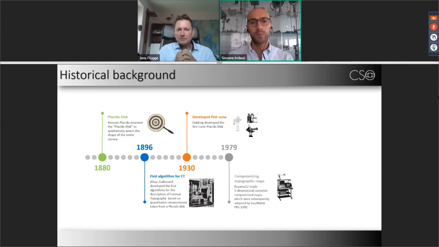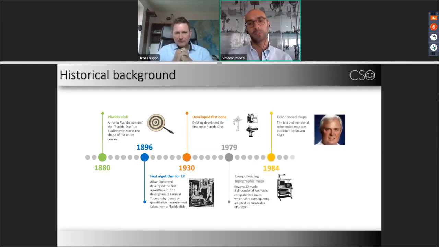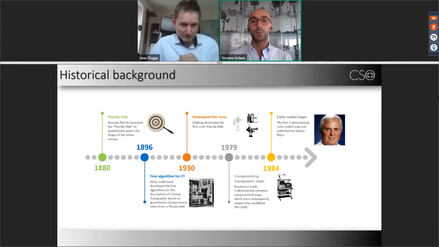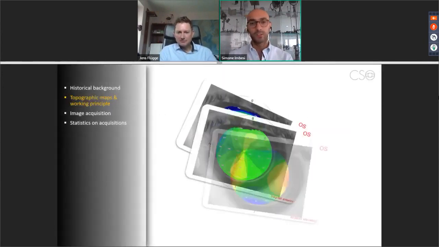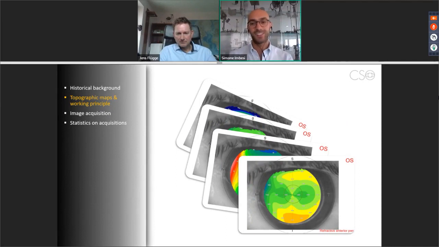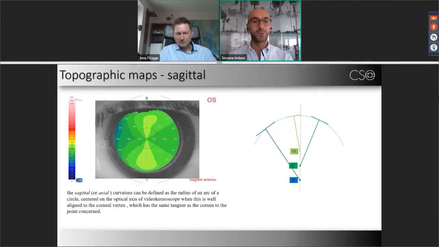Another important step was made in 1979, when it was the first combination between a Placido disc and a computer to automatically measure the corneal curvature. And finally, the last step was in 1984, when Stephen Klyce published a paper reporting a two-dimensional color-coded map for the topographer. So let's analyze together this color-coded map that was, of course, the sagittal map or axial power map.